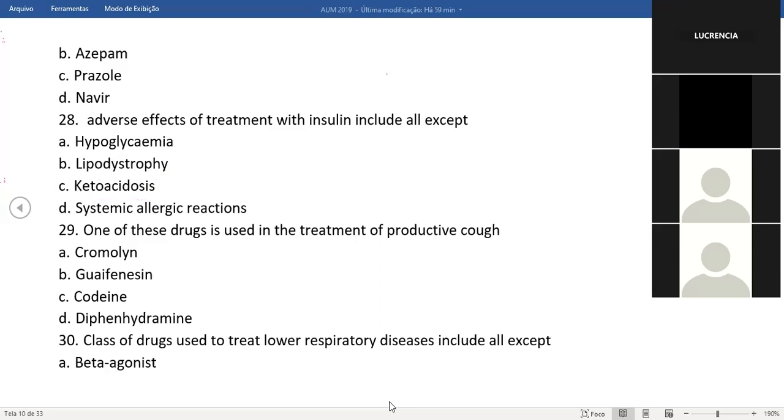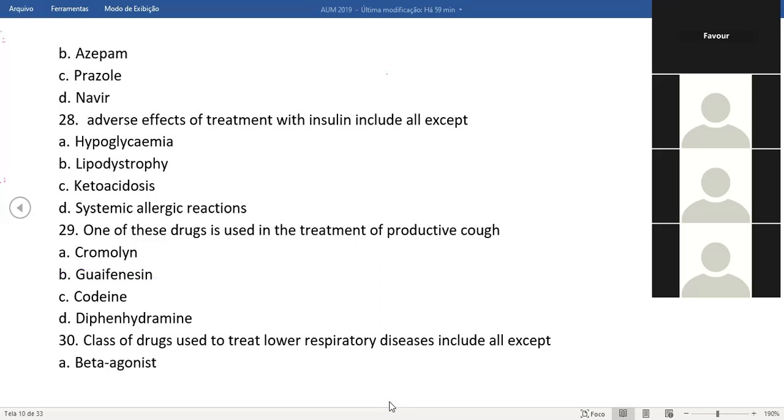Yes, sir. One of these drugs is used in the treatment of productive cough. That's wet cough. Wet cough is productive, dry is non-productive. B, guaifenesin, because it is an expectorant.